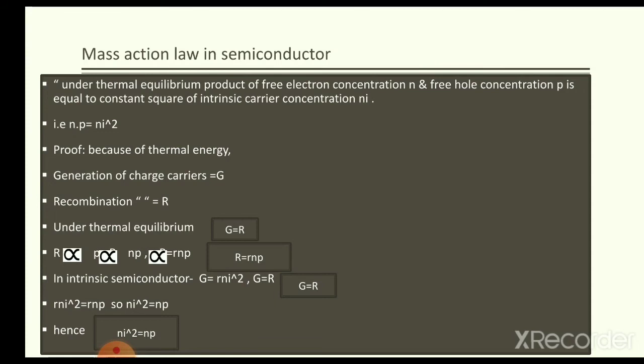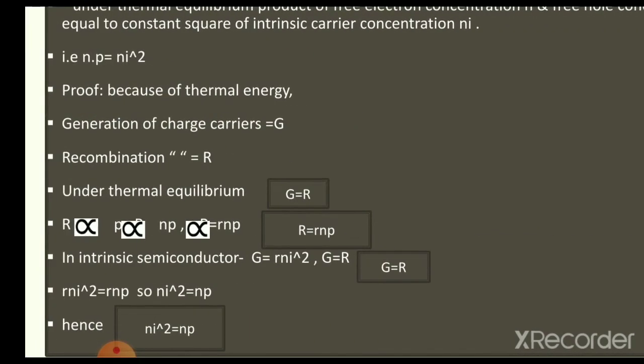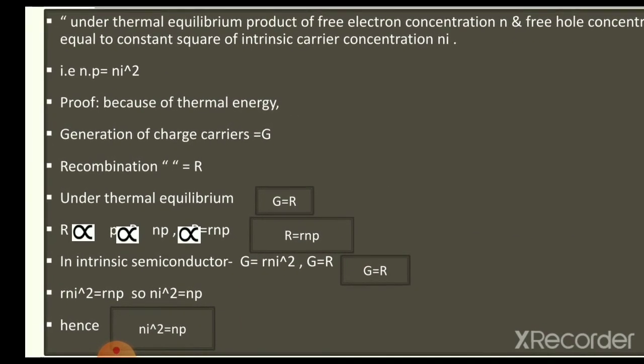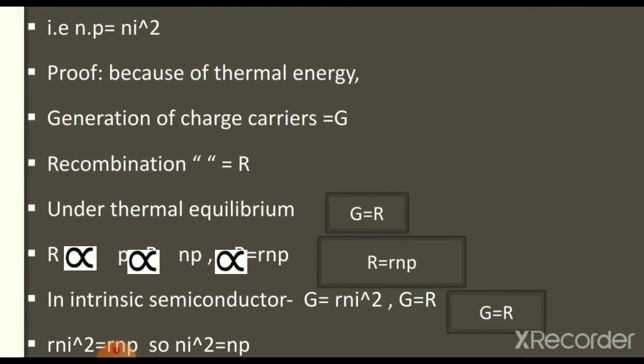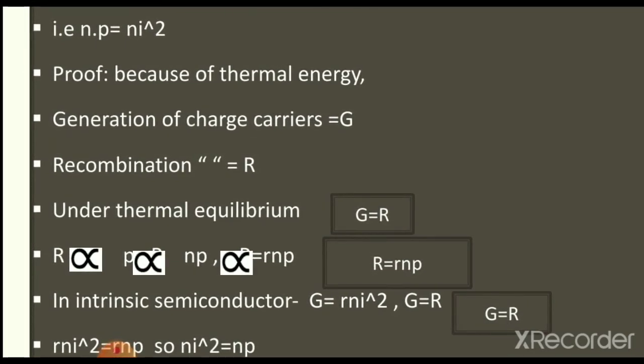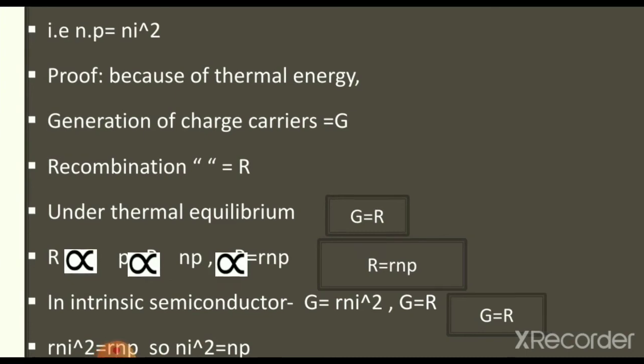So here you can see free electron और free hole का concentration, free electron and free hole concentration का product intrinsic carrier concentration के square के equal होता है under the thermal equilibrium. So therefore n·p is equal to ni square, which is the product of free electron concentration and free hole concentration, and ni is intrinsic carrier concentration.